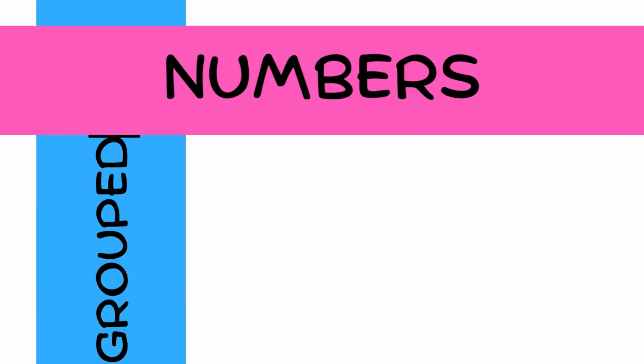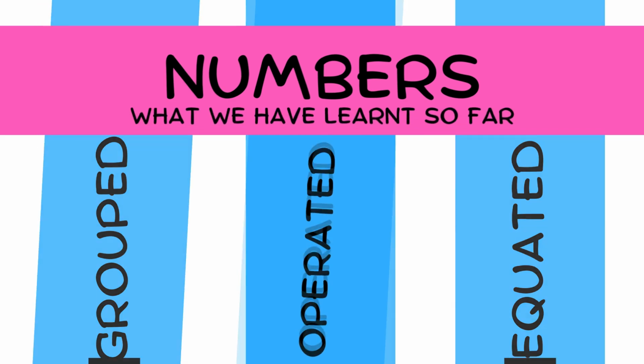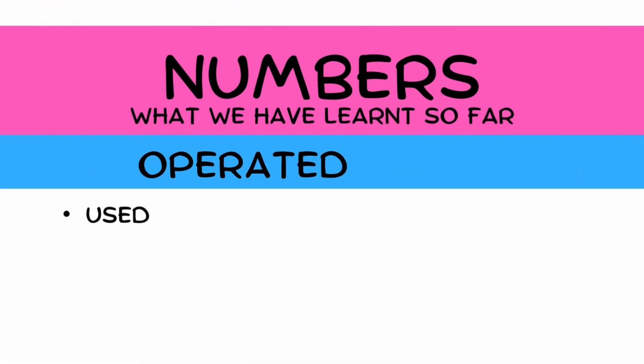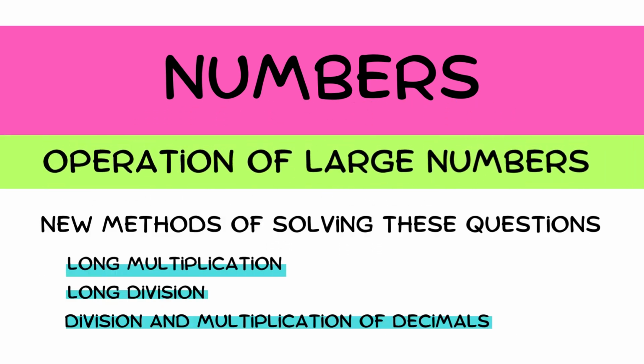Throughout this series, we've explained how basic numbers can be grouped, operated, and equated. From what we've learnt so far, we can use our operations on smaller numbers below 10. However, when these numbers become much larger and more complex, new methods are required.